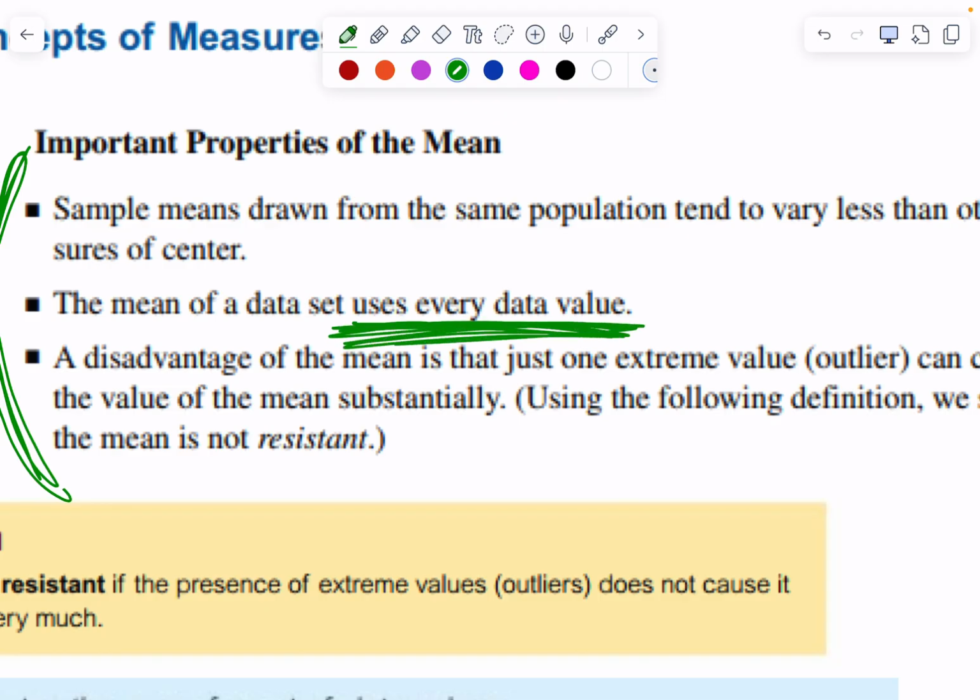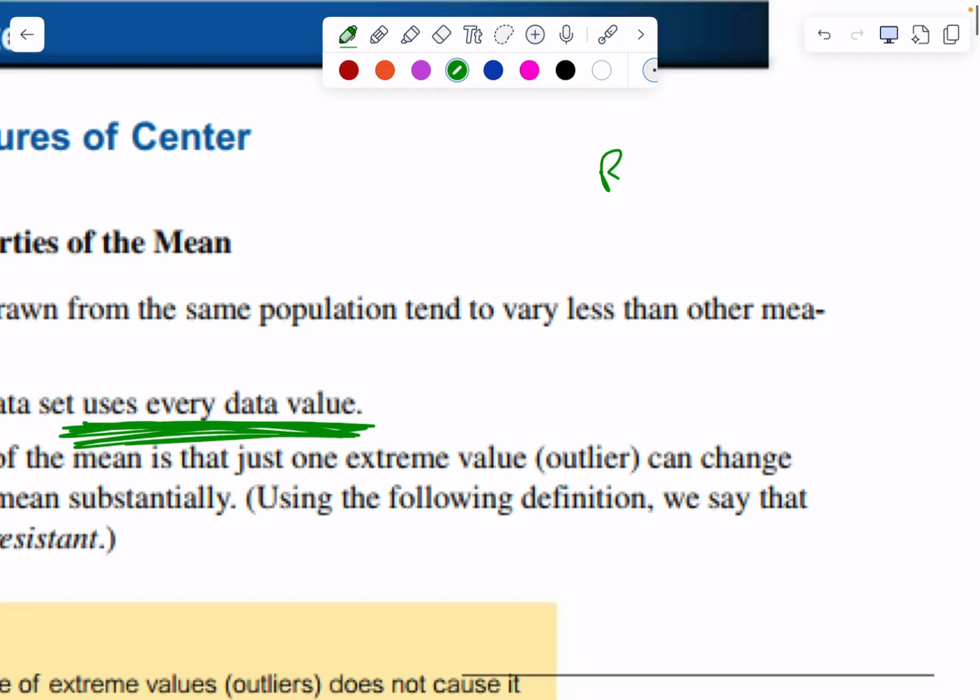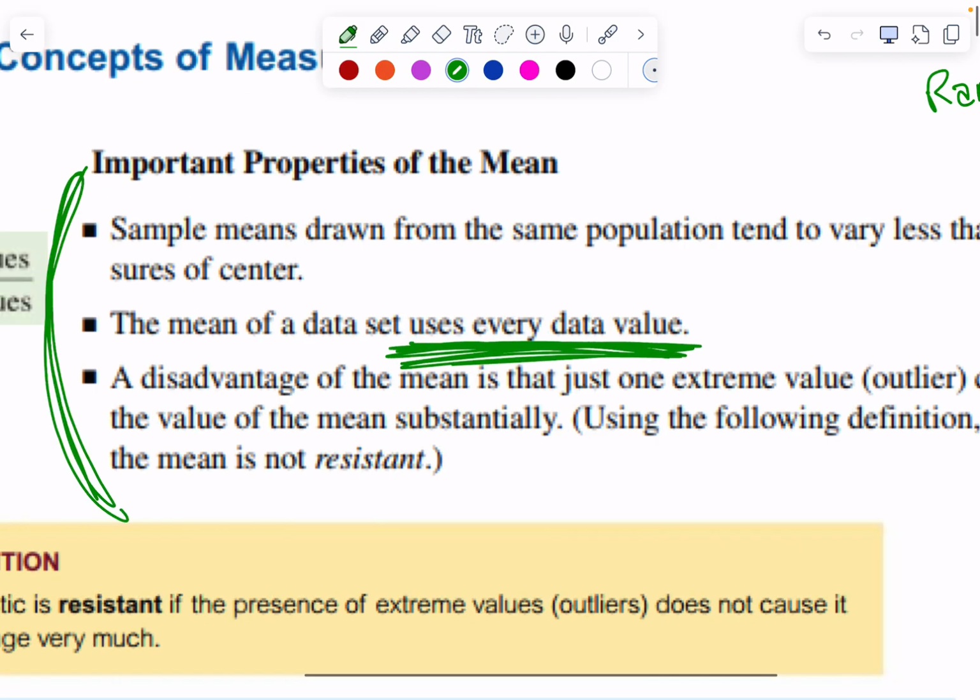If I am finding the range, do you know what the range is? We'll get to the range. The range is the biggest number, you don't have to write that down, but the biggest number minus the smallest number, right? Does that use every data value to calculate the range? Not really. No, just the big one and the small one. I have no idea what the other numbers are in between when I'm finding range. But the mean takes every data value into consideration.